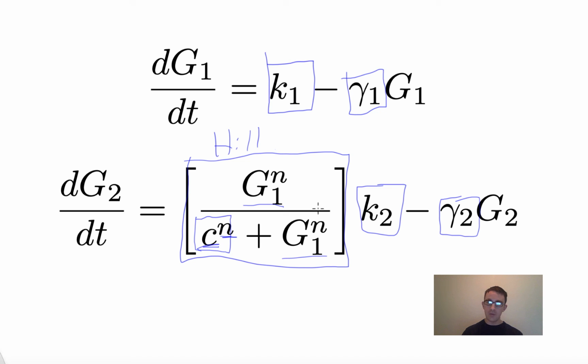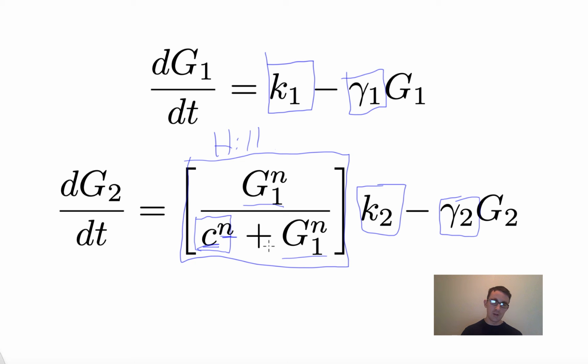Now, what if we have a really, really big number of gene 1? This is not realistic, but let's say 1 billion of gene 1. Then this will be 1 billion to the nth power over 1 billion to the nth power plus some constant that is a lot less than 1 billion. At that point, this is really just approaching 1. It will never actually get to 1, but as we get more and more of gene 1, this whole term approaches 1. So we have almost 1 times K sub 2 for the production rate for gene 2.